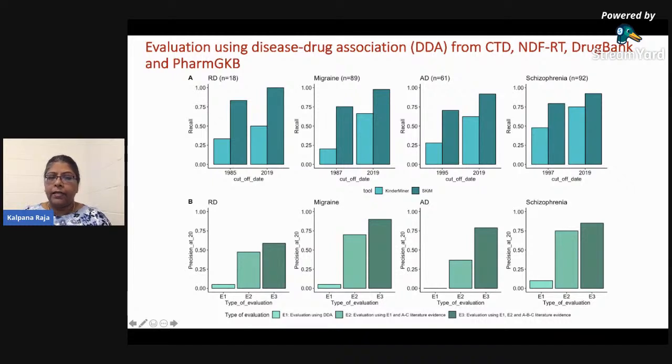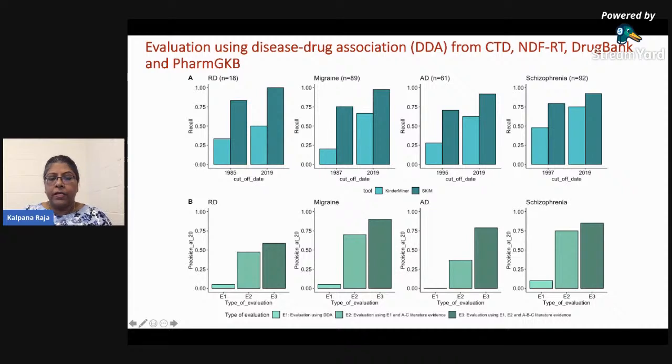So here again n stands for the number. It could be any number, the top n hits. We took top 20 hits to calculate the precision. So I marked this as precision at 20 in figure B. It is the same set of diseases: Raynaud's disease, migraine, Alzheimer's disease, and schizophrenia. Here I carried out 3 different levels of evaluation. I marked them as E1, E2, and E3.